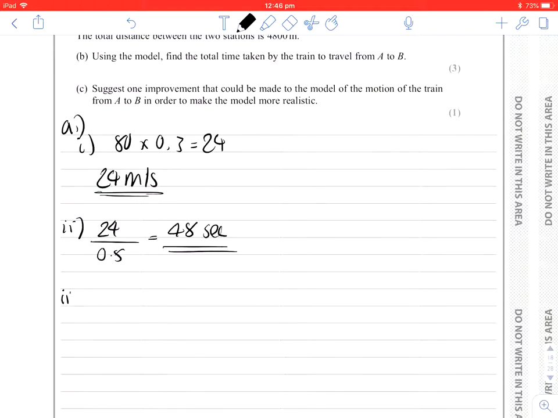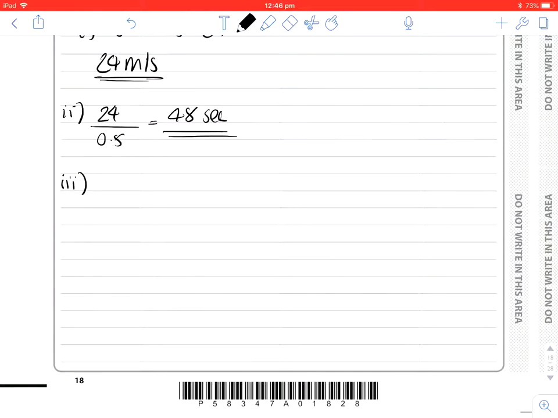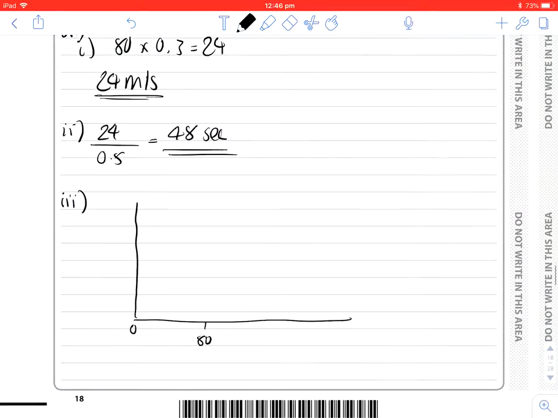Part 3, sketch the velocity time graph. So what we know is that we start off at 0, and then after 80 seconds we get up to our speed of 24 meters per second. We then go along at a constant speed and we then decelerate. So this can be at time t, and this is going to be at time t plus 48 seconds because that's the time it takes to decelerate.